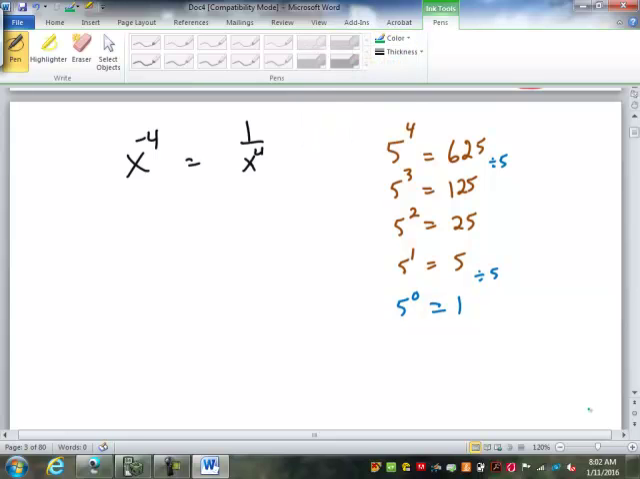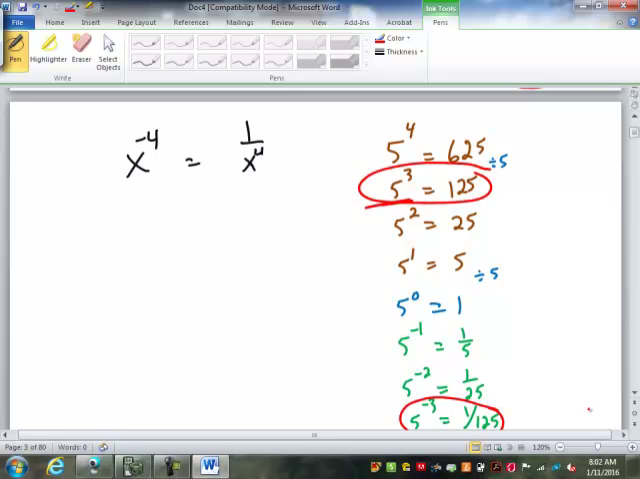Now as we keep going with that, 5 to the power of negative 1, I divide by 5 again, it's just 1 divided by 5, which is 1/5. 5 to the negative 2, divided by 5 again, that'd be 1/25. 5 to the negative 3, that's 1/125. And here's where, if you look closely, you'll notice the connection between the negative powers and the positive powers. 5 to the 3rd is 125. 5 to the negative 3rd is 1 over 125. 5 to the 2nd is 25. 5 to the negative 2nd is 1 over 25.